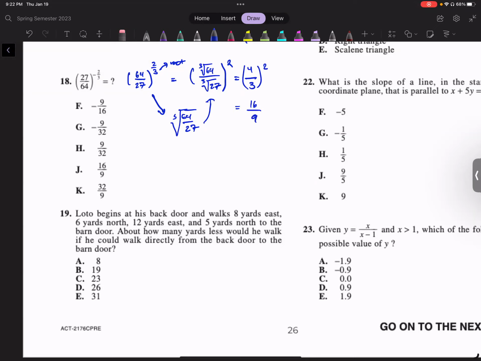Exponents will never be negative unless your inside number is negative. So F is wrong, G is wrong. And from here, it's just seeing which one is right. And that sounds about right.